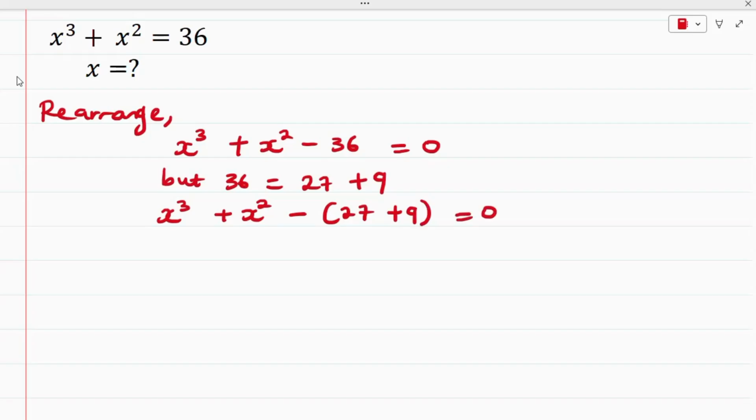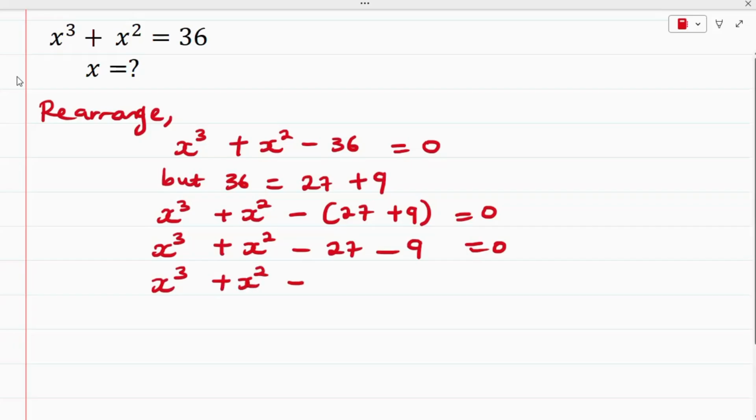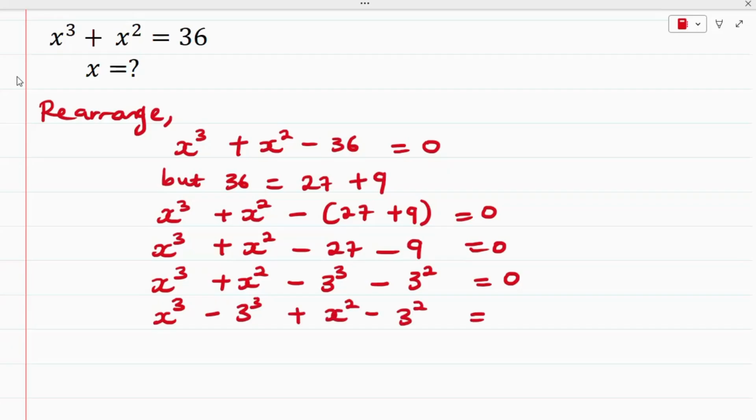Now you can also solve this using the rational roots theorem, but I want to simply apply this method right here, okay? So we have x raised to the power of 3 plus x squared minus 27 minus 9 equals 0. Now 27 can be expressed in terms of 3 as 3 raised to the power of 3, and 9 can be expressed as 3 raised to the power of 2. So rearranging this, we have x raised to the power of 3 minus 3 raised to the power of 3 plus x squared minus 3 squared equals 0.